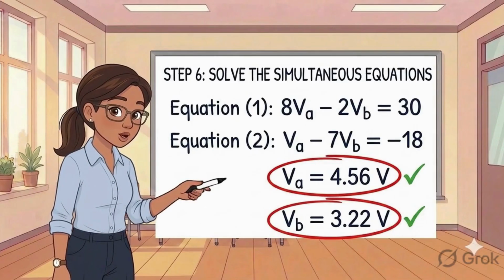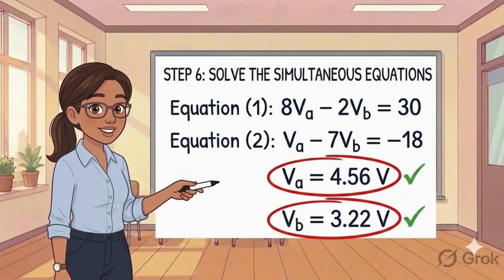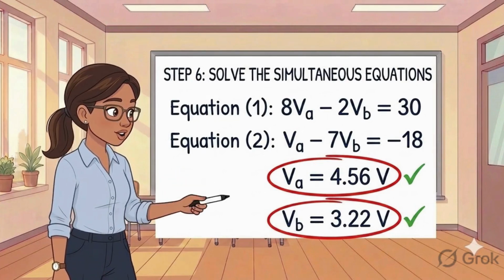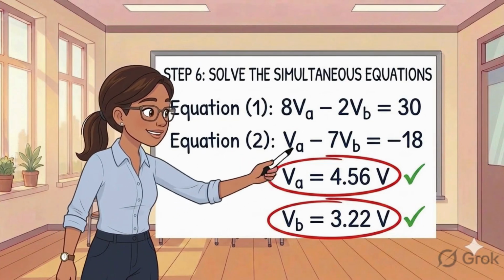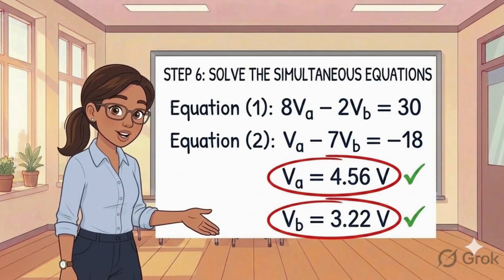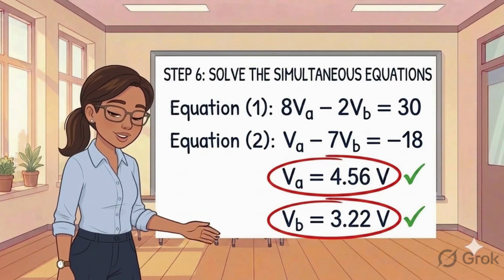Great! Now we have two simultaneous equations. We'll solve them together to find the unknown node voltages. After solving, we obtain VA of 4.6 volts and VB of 3.22 volts. These node voltages are the key to calculating the required current through the 3-ohm resistor, the final step.